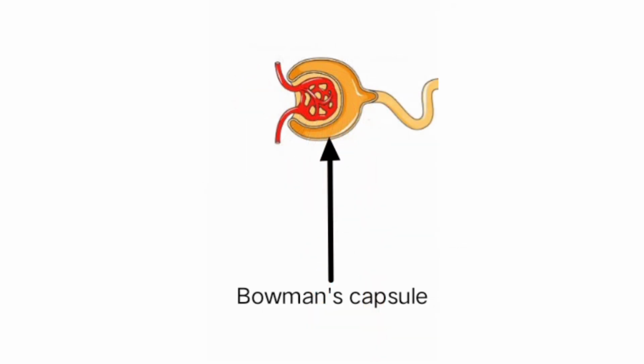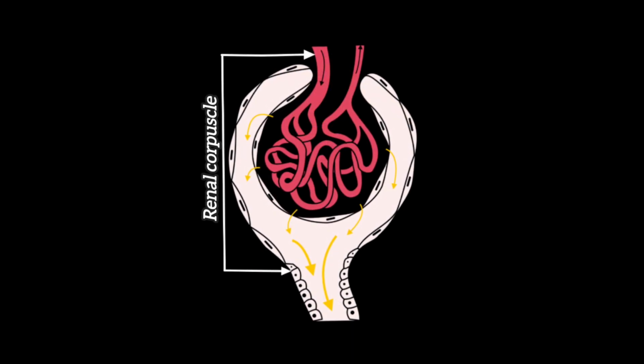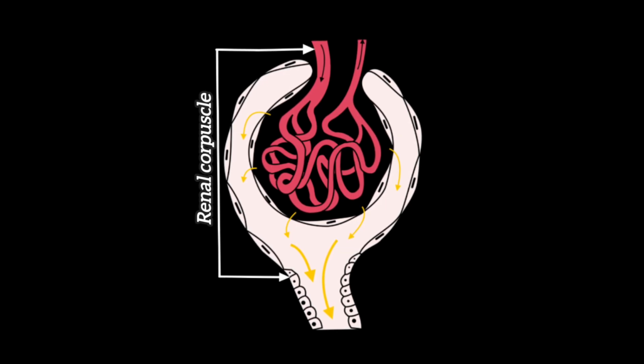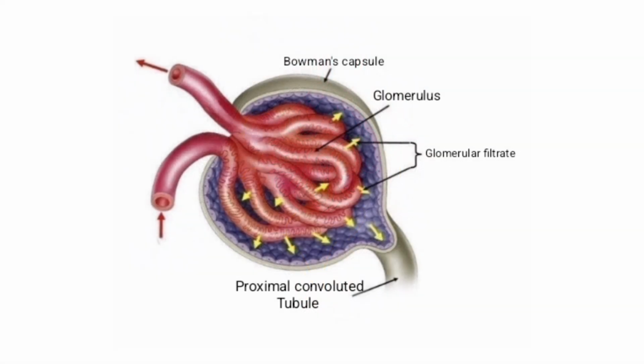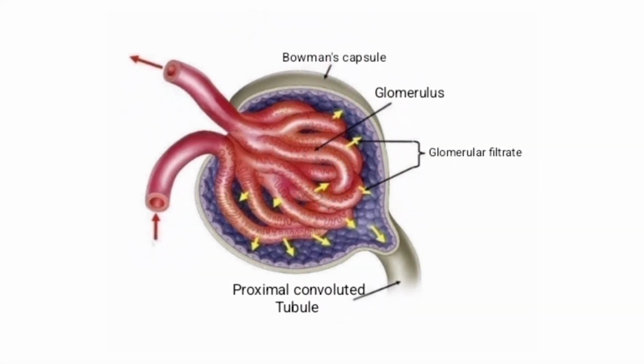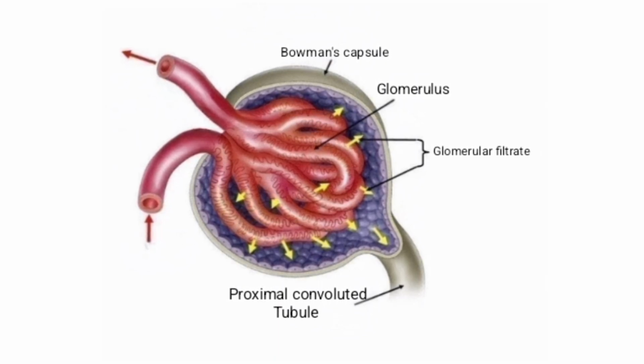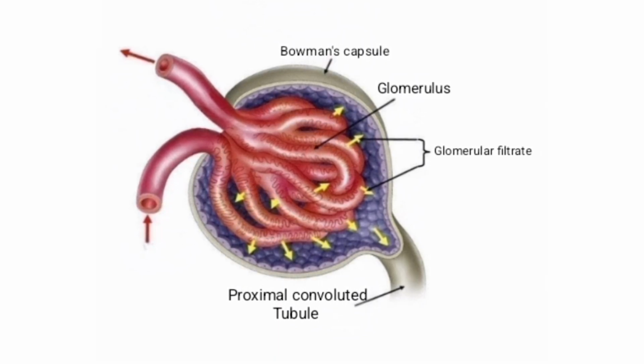The renal tubule begins with Bowman's capsule, which is a double-walled cup-like structure. The glomerulus, along with the Bowman's capsule, is called the renal corpuscle or the Malpighian corpuscle. Bowman's capsule encloses the glomerulus and it transfers the glomerular filtrate to the proximal convoluted tubule.